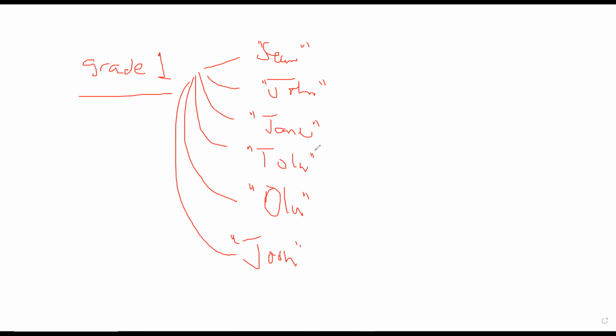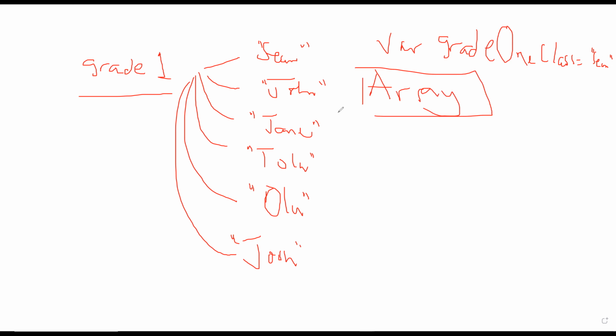Now, if you use the normal variable that holds just one item, say grade 1 class variable, you can only store one item into that, which is Sean, for example. So how then are you going to store the other names? And that is the reason why we need another data structure called array. Array can hold more than one item.